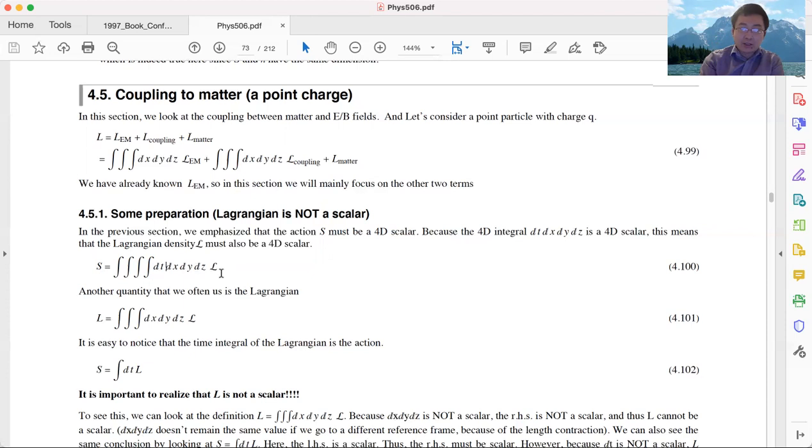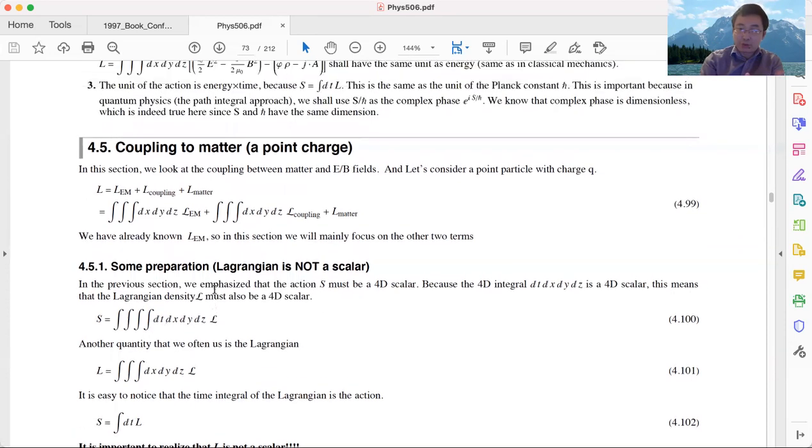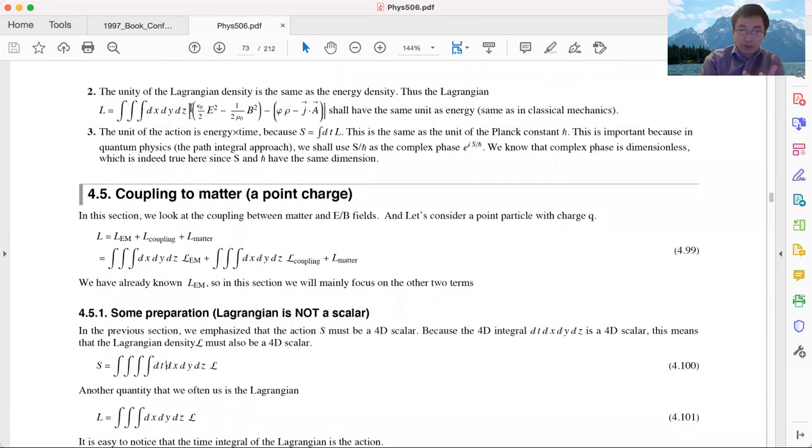Okay. And this is actually exactly the principle we utilized early on to know that this Lagrangian density needs to take this E squared minus B squared form, because we want this Lagrangian density to be a scalar. And E squared minus B squared is a scalar. Okay, that's something we already know.